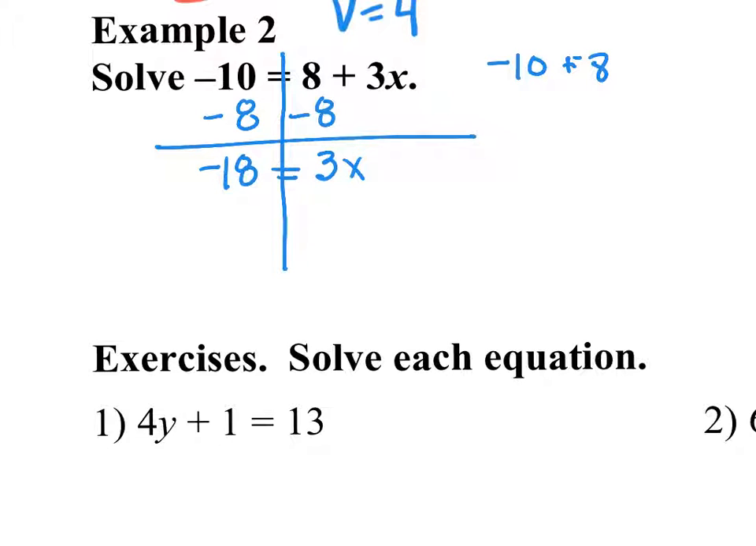We're going to have to be real careful with our integer rules, okay? So now divide both sides by 3, and x is negative 6. Okay.